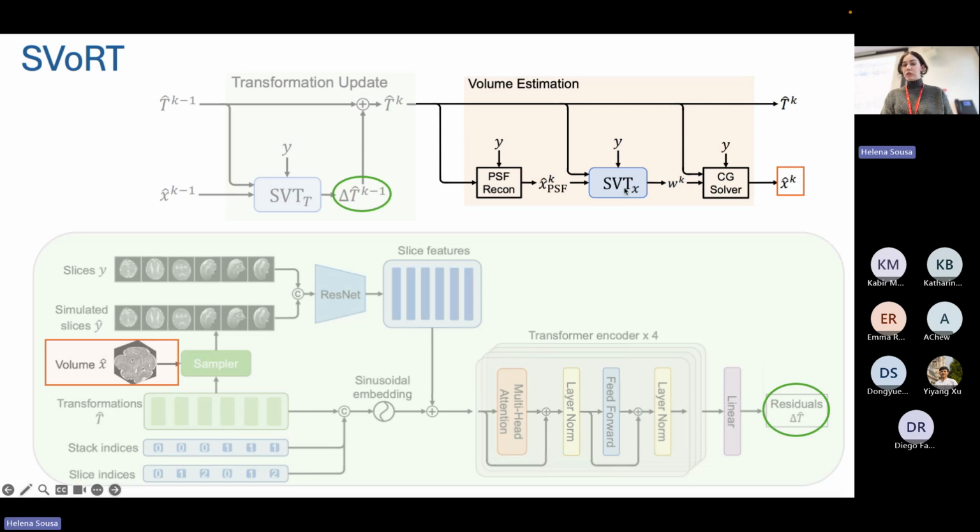They call it SVTX, and it has basically the same architecture as the previous transformer that we were looking at. And all of those are finally input into a conjugate gradient solver, which outputs our new estimated volume that is then used for our next iteration. And then this process just repeats itself.